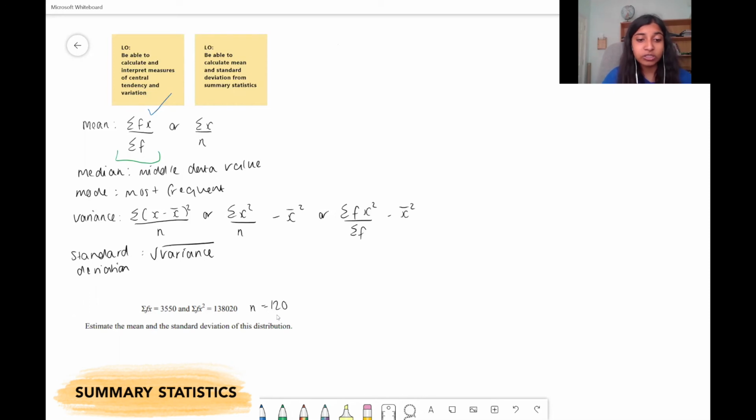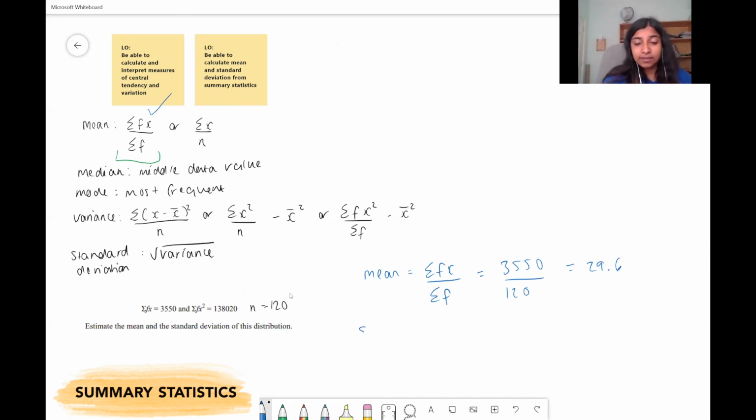So to do this, we just plug those values into our formula. Our mean would just be equal to the sum of fx over the sum of f. So that would be 3550 over 120, which is just 29.6. Here n is 120, the same as the total sum of your frequency, because if you have cumulative frequency, your running totals will all add up to 120, the total amount of values that you have.